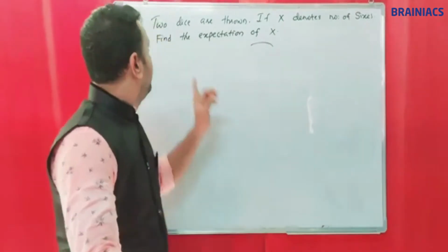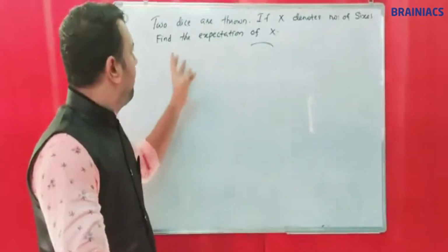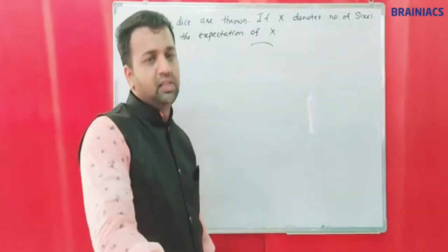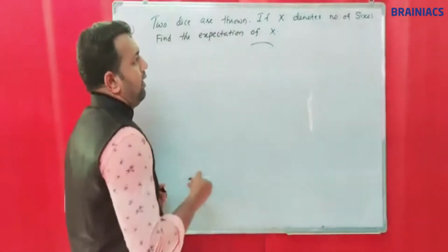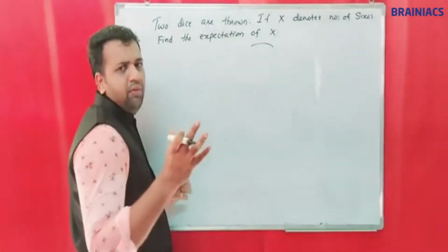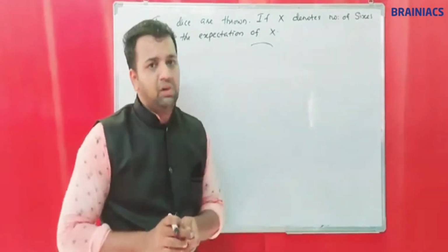Next question is, 2 dice are thrown. If X denotes the number of sixes, find the expectation of X. Expectation of X means the mean of X. If 2 dice are thrown, we already know the elements in the sample space.